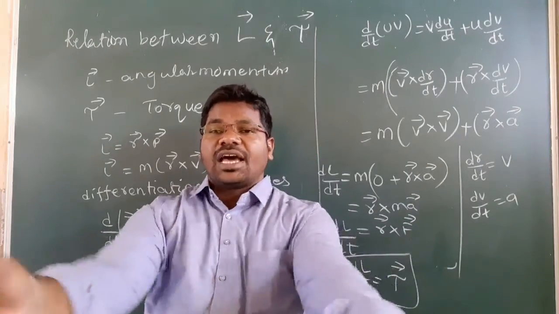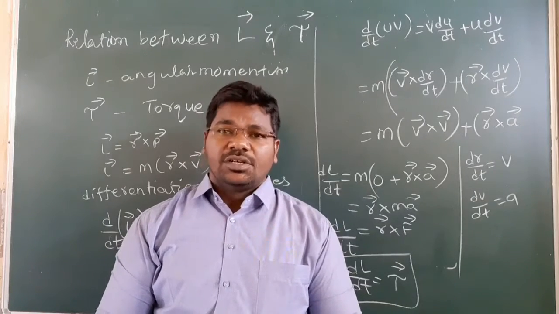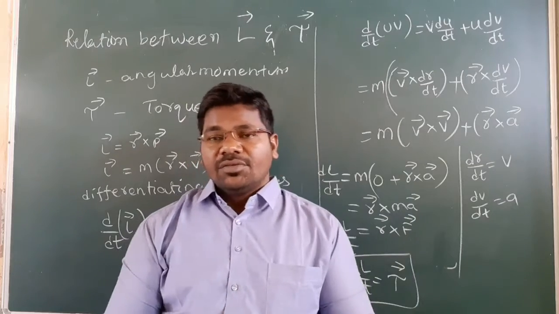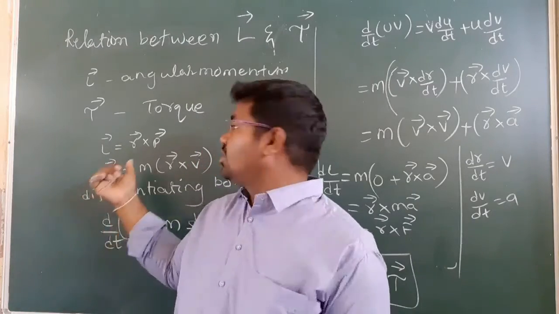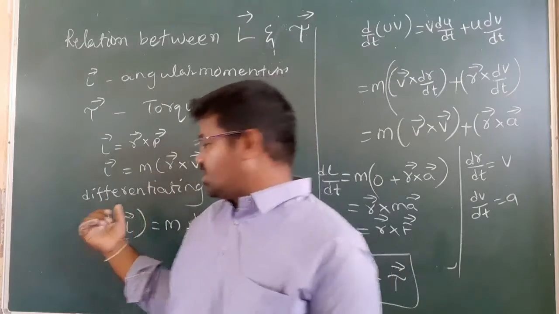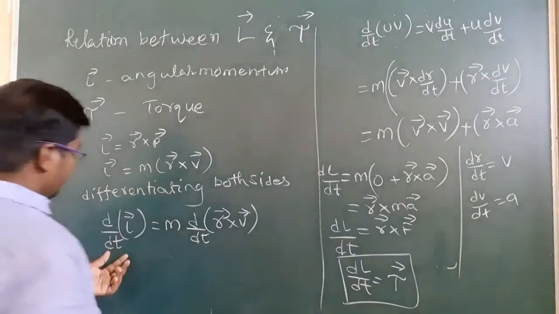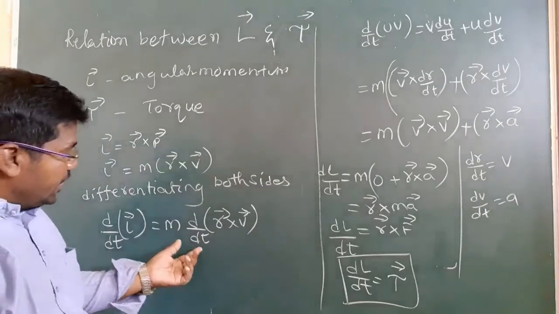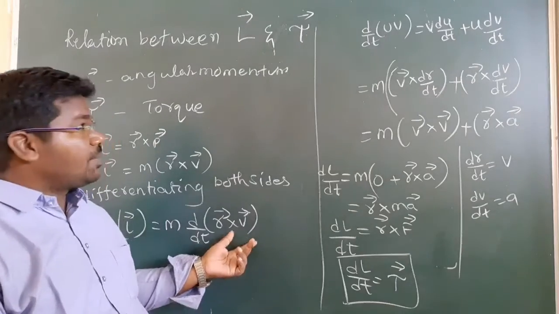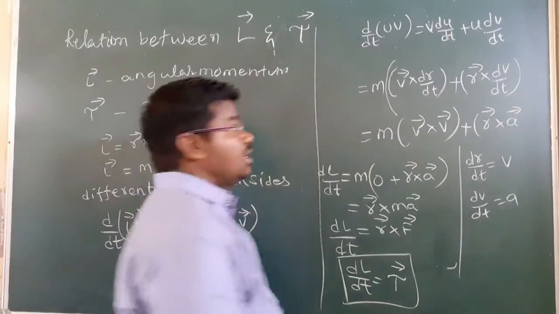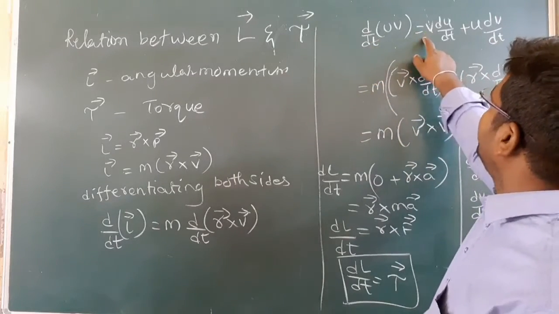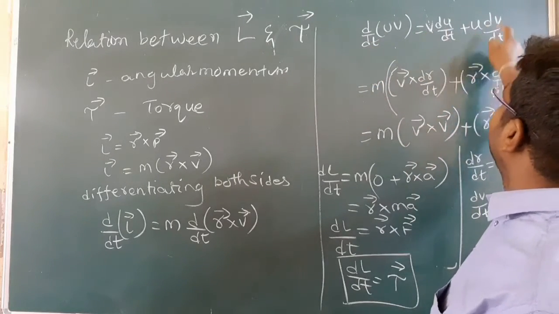We know that torque is perpendicular distance and force, and angular momentum is perpendicular distance and momentum. So we know that L is equal to mvr. Differentiating both sides, we get dL by dt is equal to m into d by dt of r bar cross v bar. We can apply the uv rule of differentiation like this: d by dt of uv means v du by dt plus u dv by dt.